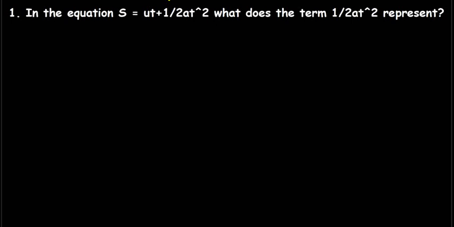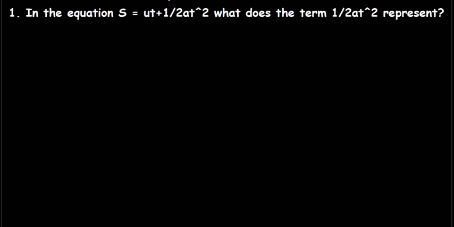In this tutorial, we are going to solve some questions under linear motion. So I've got a number of questions with me here. The first question is, in the equation, displacement is equal to initial velocity times time plus 1 over 2 acceleration t squared, what does the term half at squared represent?